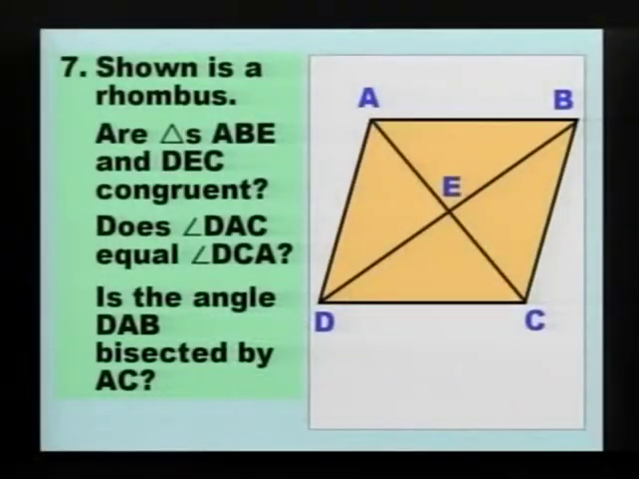All right, number seven. Any volunteers? If you answer yes or no, you will have to say why your answer is yes and why your answer is no for the first two questions. For the next one, it says, is the angle DAB bisected by the line AC? You also have to say why. Okay, any volunteers for number seven?